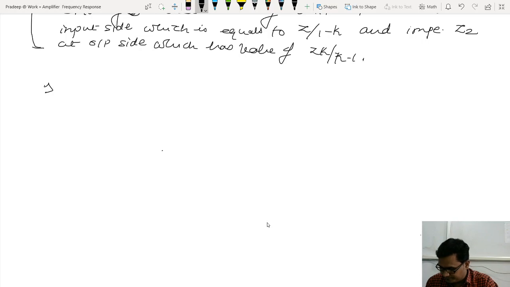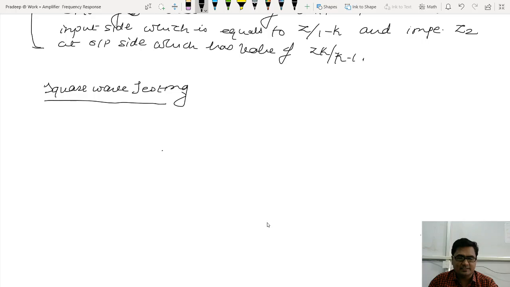Let me write it here: square wave testing. Now what is square wave testing? Basically it is a square wave testing of an amplifier. If I give you one amplifier circuit and ask you to tell me whether this amplifier is working fine or not, whether this amplifier is practically accepted, say yes or no.